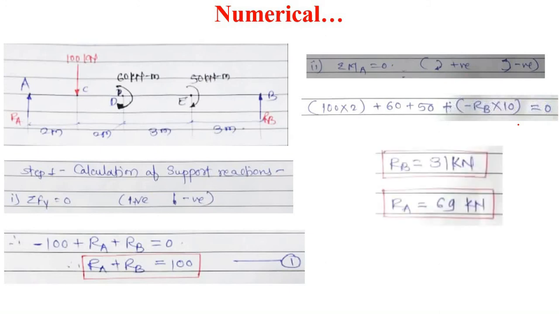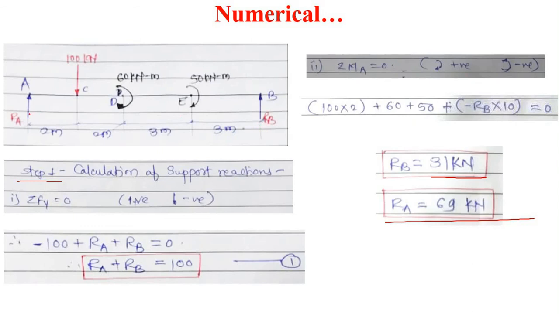To simplify this equation, we will get the value of RB as 31 kilonewton. Put this value of RB in equation number 1, we will get the value of RA, that is 69 kilonewton. Calculate the support reactions RA and RB. This is our step number 1, calculation of the support reactions RA and RB.